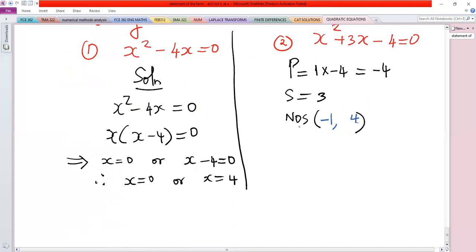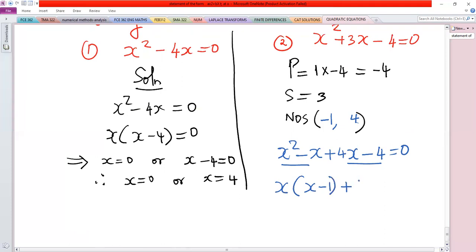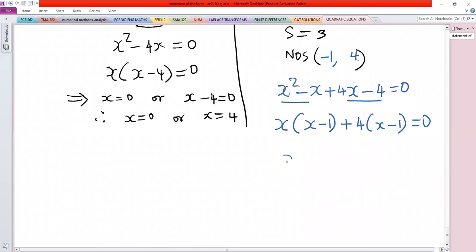So it means that we'll have x squared minus x plus 4x minus 4 equals to 0, rewriting the middle term using these two numbers. So this is the first pair, this is the second pair. Common here is x into x minus 1 plus 4 into x minus 1 equals to 0. So we'll have x plus 4 times x minus 1 equals to 0.